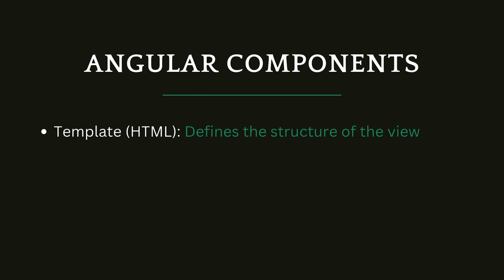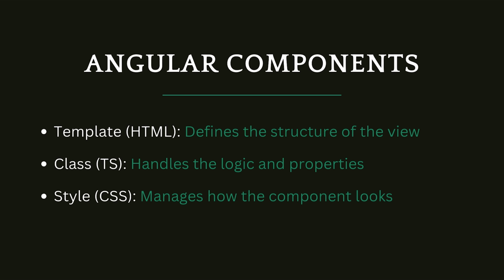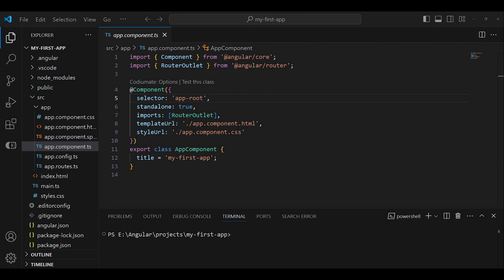The HTML file defines the structure of the view. The TS file handles the logic and properties. The CSS file manages how the component looks. Let's look at the app.component.ts file to understand components.